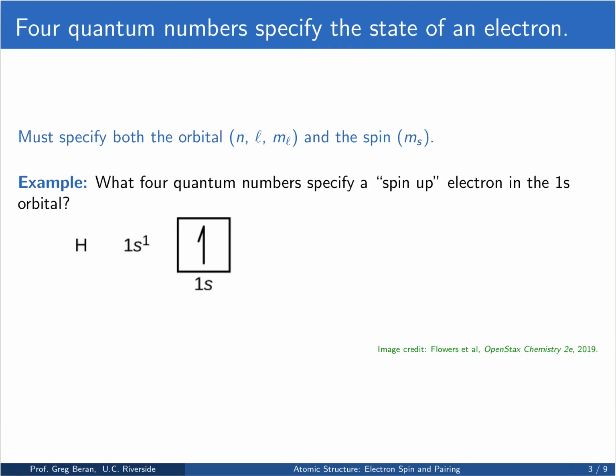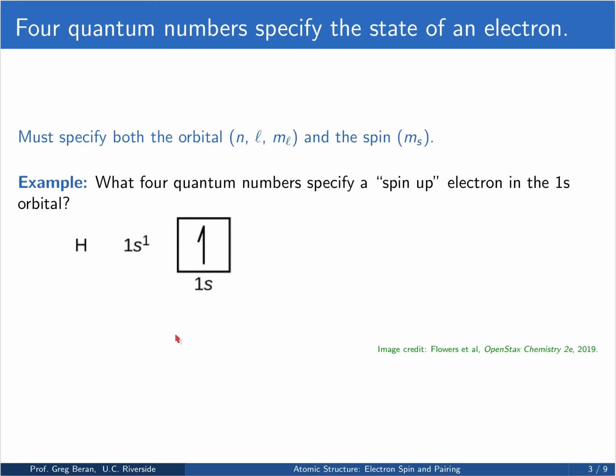Because of spin, it turns out we actually need 4 quantum numbers to specify the state of an electron in an atom. First, we need 3 to specify the orbital, right? We have the principal quantum number n, we have L, which determines the shape, and we have m sub L, which determines the orientation. Those just specify the spatial orbital, but the 4th quantum number determines the spin, whether the electron is spin up or spin down.